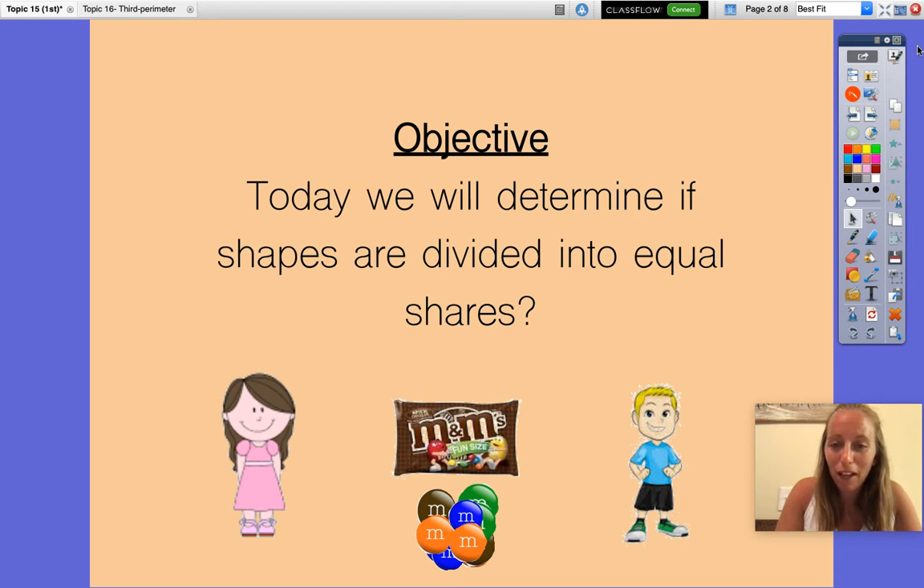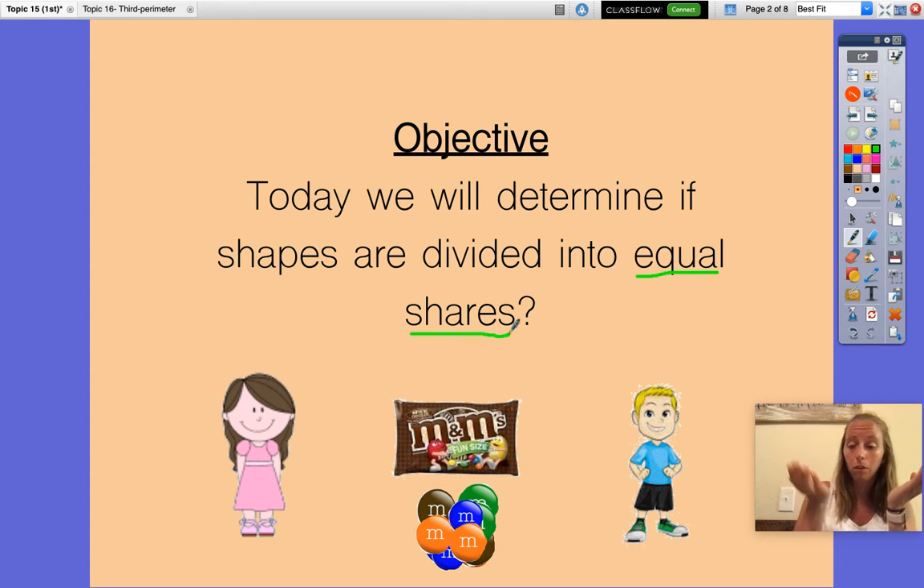Hello, today for math we are going to determine if shapes are divided into equal shares. So you might think, what does that mean, equal shares? We know that if something is equal, we can think about it like a balance, right? It is the same. So one side of an equal sign has to be the same as the other side.